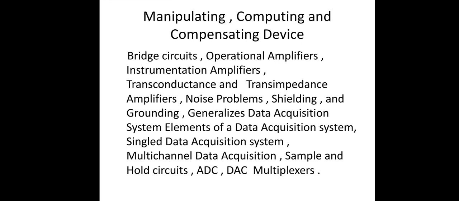Now these are the points of this chapter: bridge circuits, operational amplifiers, instrumentation amplifiers, transconductance and transimpedance amplifiers, noise problems, shielding and grounding, generalized data acquisition systems, elements of data acquisition systems, single data acquisition systems, multi-channel data acquisition, sample and hold circuits, ADC, DAC and multiplexers.